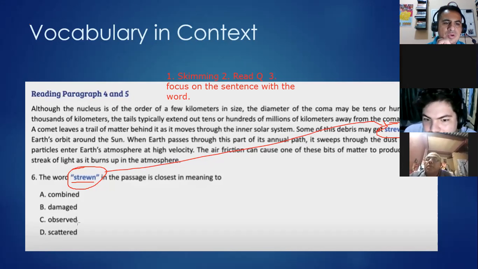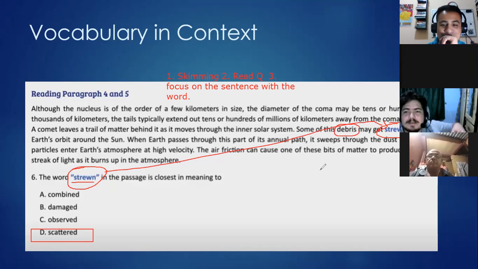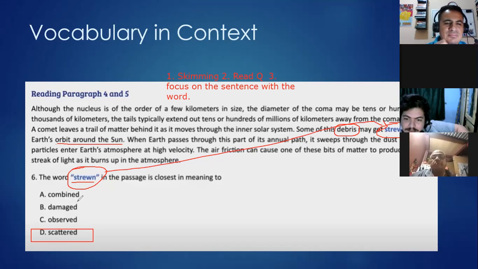The correct answer, I agree with you, the correct answer is D, scattered, okay? Some of the debris may get strewn across Earth's orbit around the sun. What is debris, Miguel? How do you translate that? Like trash. Escombros, right? Like trash, okay? Very good. And then around the sun's orbit. Un lugar grande, right? Space, a big space. So is it going to be combined? No. Damaged, maybe. Observed, that means looked. No, right? Nada que ver. So maybe it's between B and D, right? And then I look at the word scattered, and I look at the preposition around, and I match, okay?